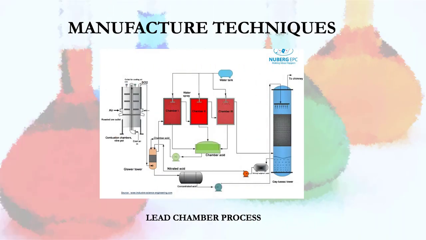Now we're going to briefly see the two manufacture techniques of sulfuric acid. The first one is called the lead chamber process, and the first step takes place in the Glover Tower that we can see in the left side of the picture. It is there that hot sulfur is introduced in the bottom, while the nitrous vitriol is introduced in the top, and a reaction occurs resulting in what is called the Glover acid.